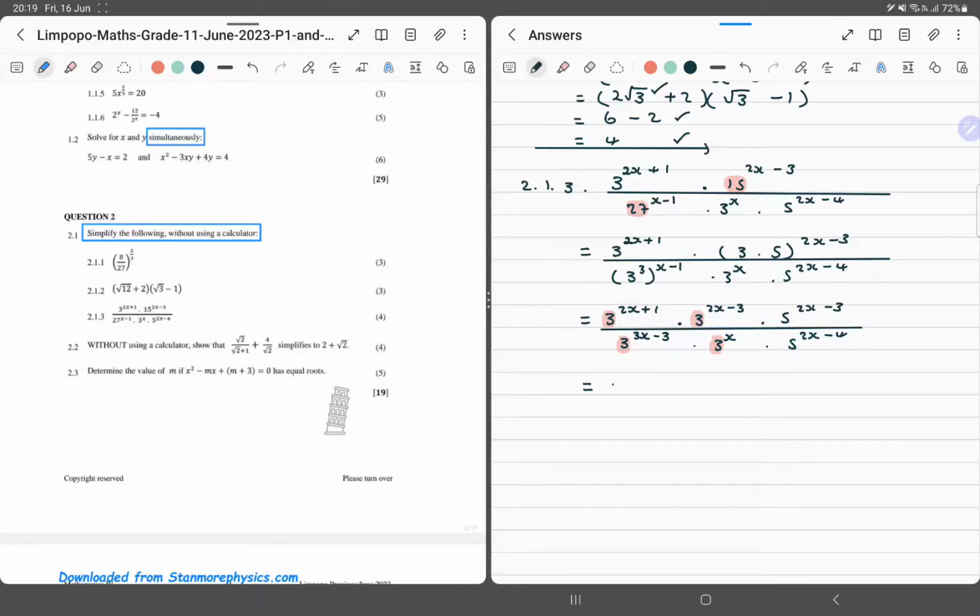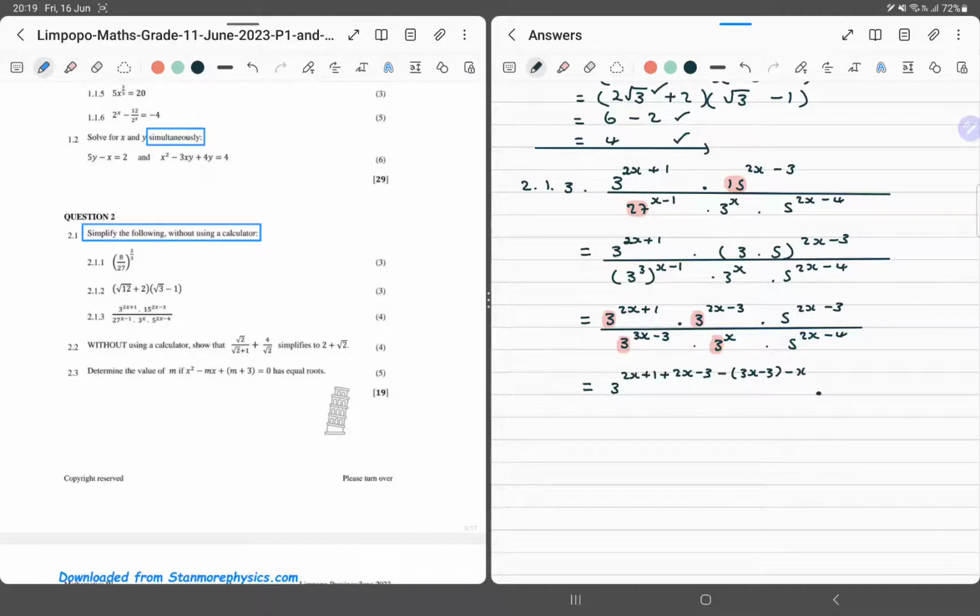So what do we do? We're going to have 3 to the exponent 2x plus 1. That is the first one. But now when multiplying this power, we will simply add that exponent, plus 2x minus 3. So this one won't be affected if we are adding. But then we're going to subtract this one because it's on the denominator. So we simply subtract the exponents. So this is 3x minus 3. This is just going to be boring, I'm telling you. And then, again, we're going to subtract this x here. So that's what we do, okay?